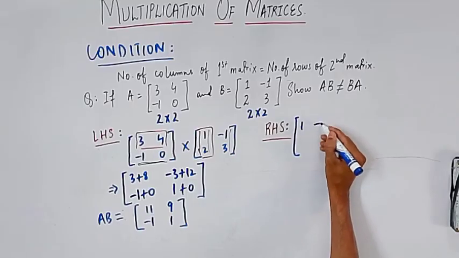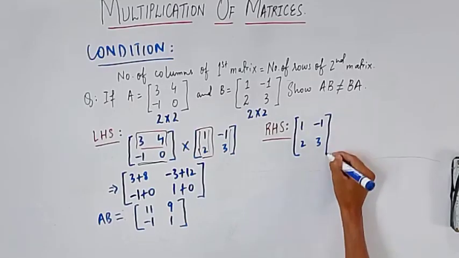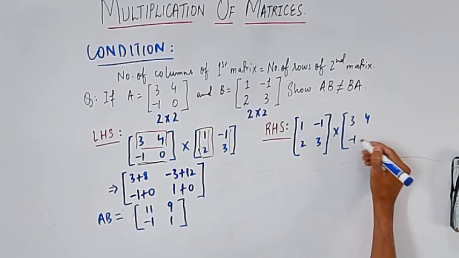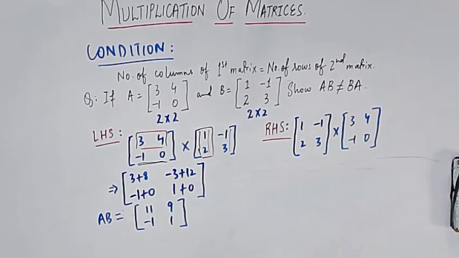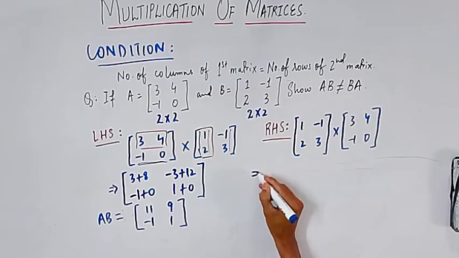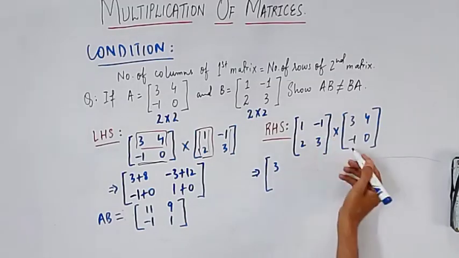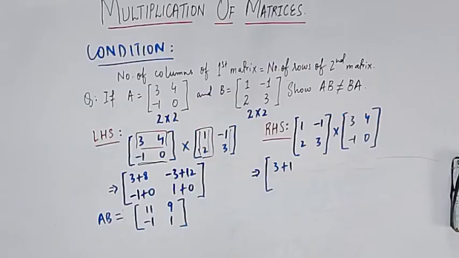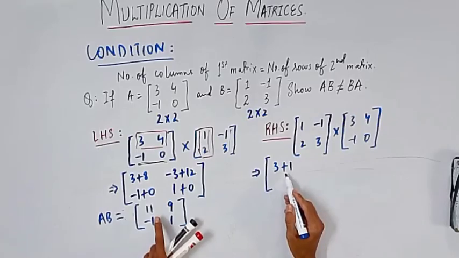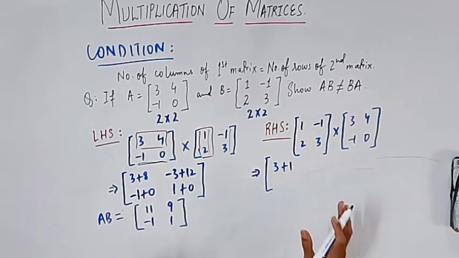B is actually 1 minus 1 2 3, and A is 3 4 minus 1 0. Now let's do the multiplication in the same order, that you will multiply this row by the first column. So 1 3 is a 3, minus 1 multiplied by minus 1 will give you plus 1. Now you can check over here as well that 3 plus 1 is 4, so the first element is 4, and over here the first element is 11. So you can see that it is not equal to the first matrix, meaning the left hand side.